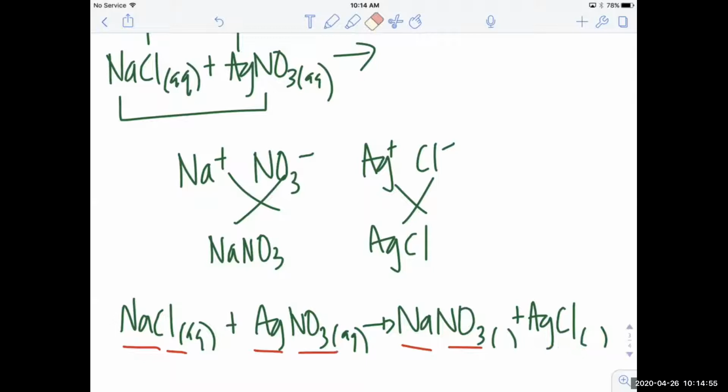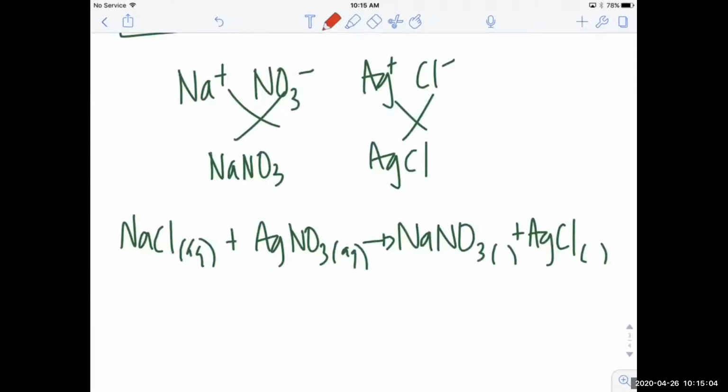Last thing I have to do is predict the products. We have to figure out which one of these was the actual solid that formed. So we know that Na and NO3, those are both aqueous with everything. And we know that chlorides on the solubility rules tend to be soluble unless they're paired up with silver.